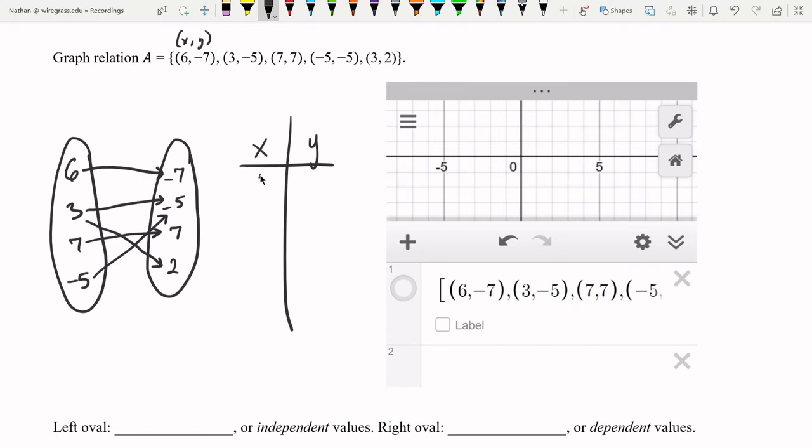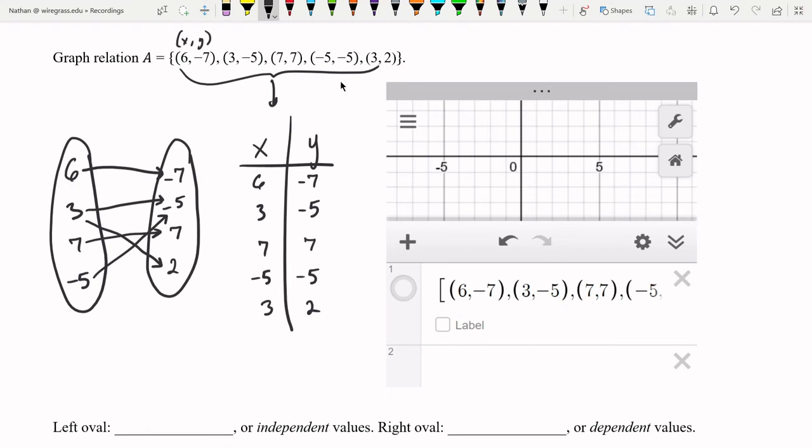So we have 6, 3, 7, -5, and 3. 6 goes to -7, 3 goes to -5, 7 to 7, -5 to -5, and 3 to 2. Now this is pretty much the exact same thing as the set. However, when you're looking at relations, this table of values is probably more common, what you're going to see for a graph of a relation.